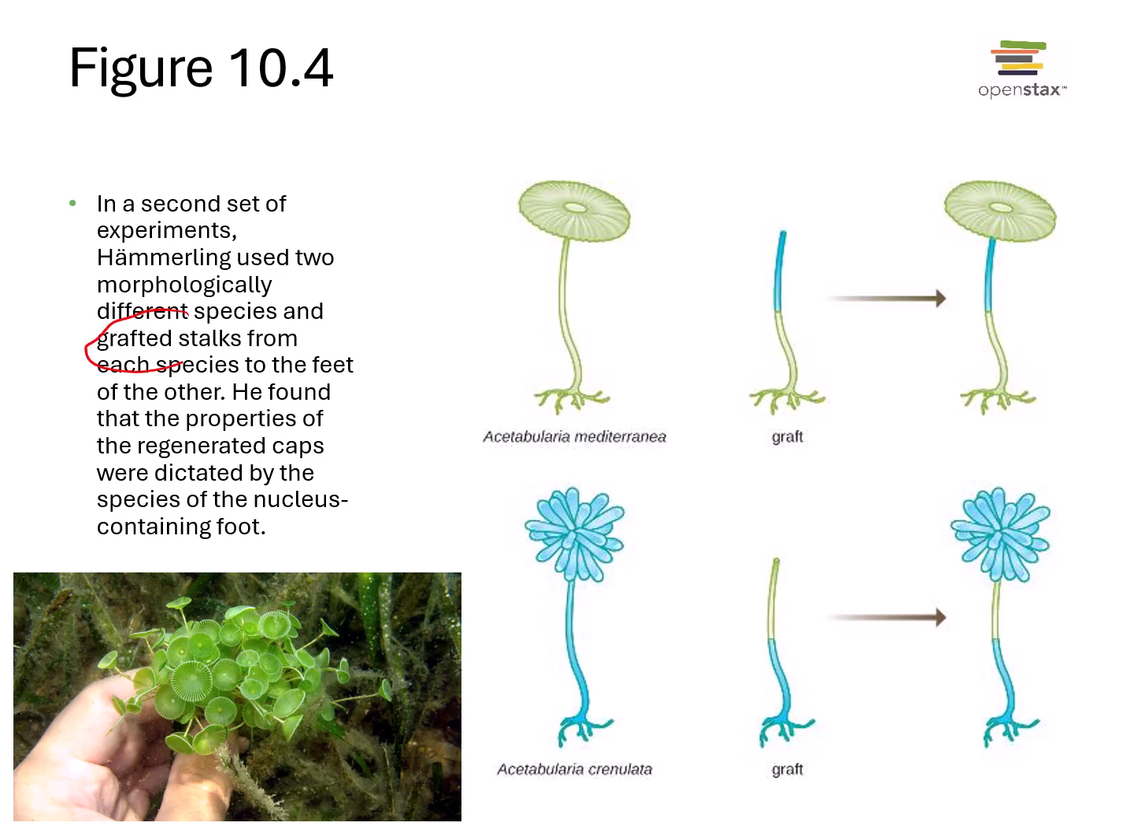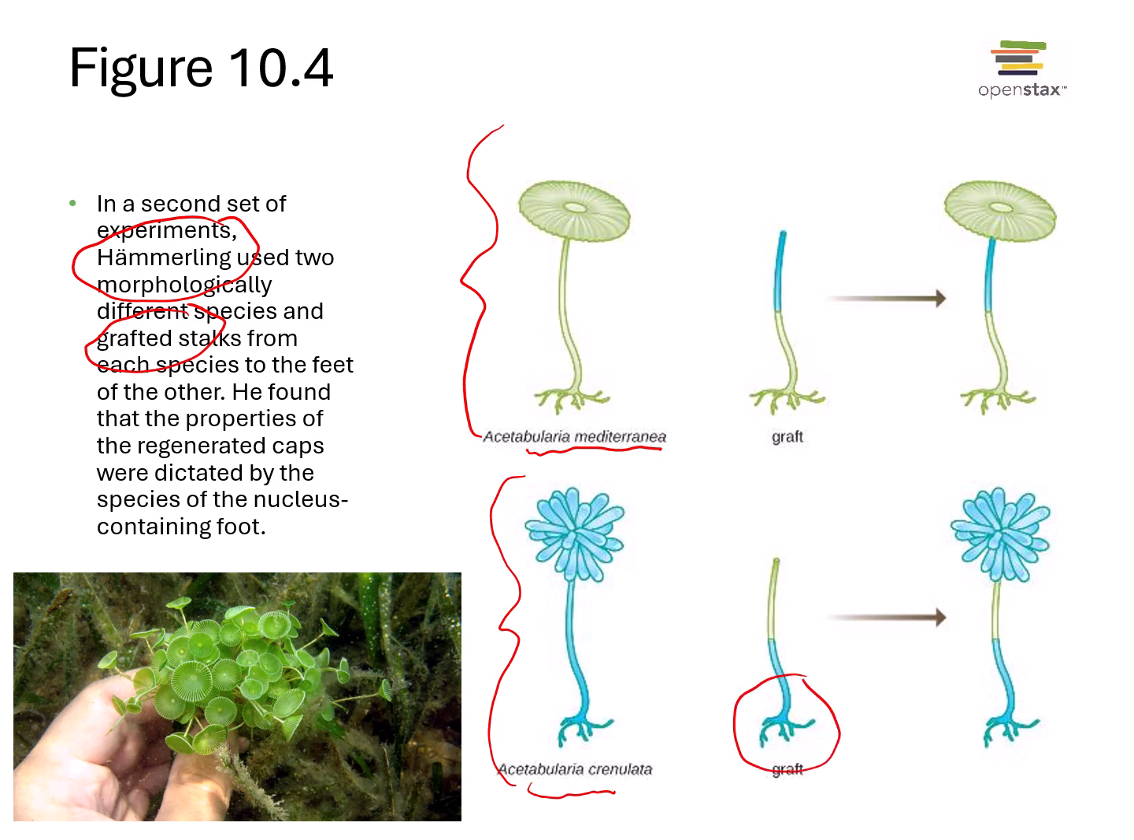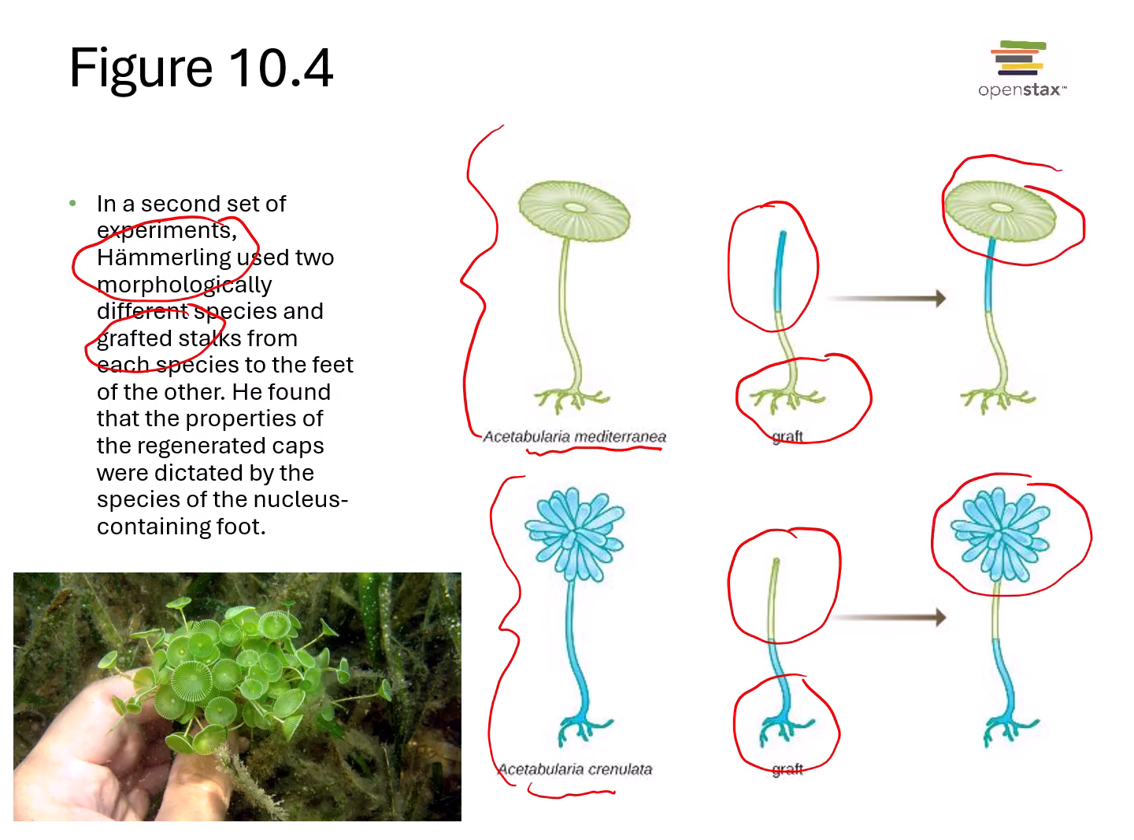In these grafting experiments by Hämmerling, he started working with two different species of Acetabularia. The original one that he worked with in the previous experiment, Acetabularia mediterranea, as well as Acetabularia crenulata. And what he did was he kept the nucleus or the foot intact. He grafted the other species on top of the foot and then wanted to see what kind of cap would be formed in each.